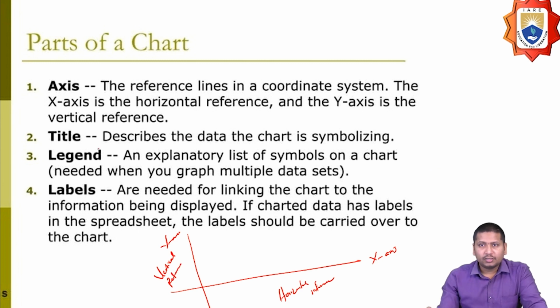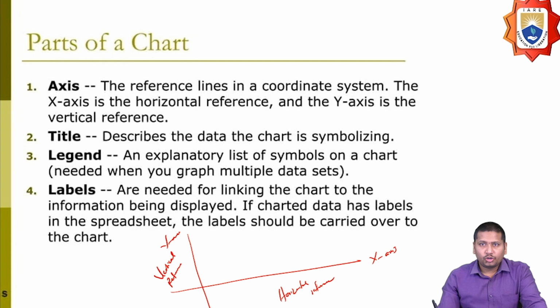And the title is also important for the bar chart, which describes the data the chart is symbolizing. The legend is the explanatory list of symbols on the chart, and labels are needed for linking the chart to the information being displayed. If charted data has labels in the spreadsheet, the labels should be carried over to the chart. So the various parts of the chart are axis, title, legend, and labels.